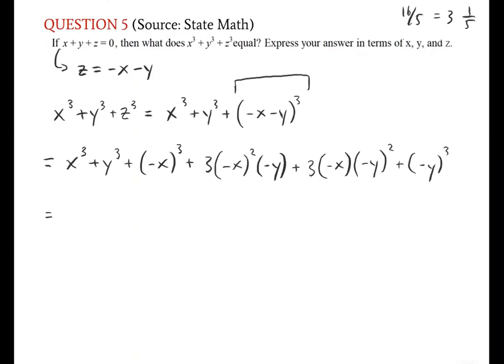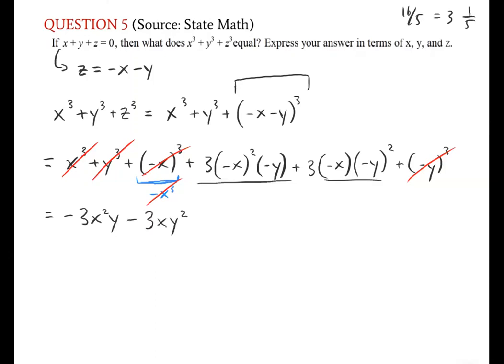First of all, negative x cubed is just equal to negative x cubed, so you can cancel out this and this. You can do the same with y. So all you're left with is just these two things, and that will be equal to negative 3x squared y minus 3x y squared.